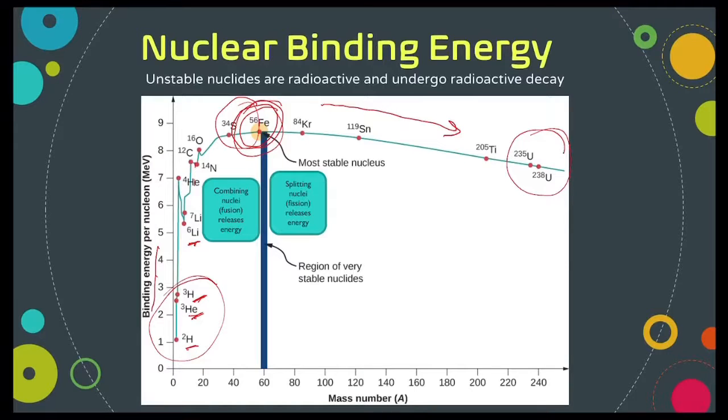So depending on the size of your nucleus, that's a good indicator of whether the nucleus will undergo fission or fusion. So the trend is the larger the nucleus, the more likely it is to split or to undergo fission, and the smaller the nucleus, the more likely it is to undergo fusion. Both of those processes release significant amounts of energy.